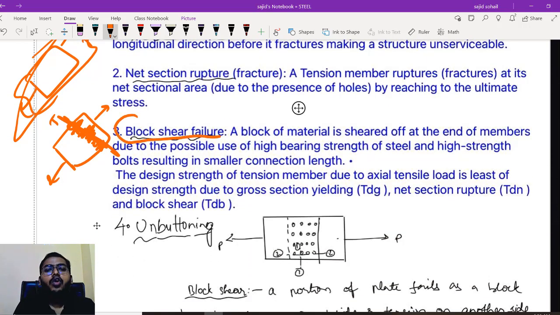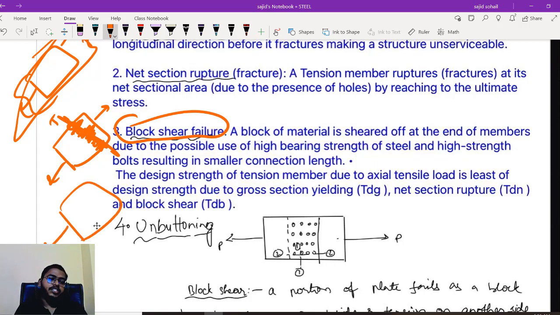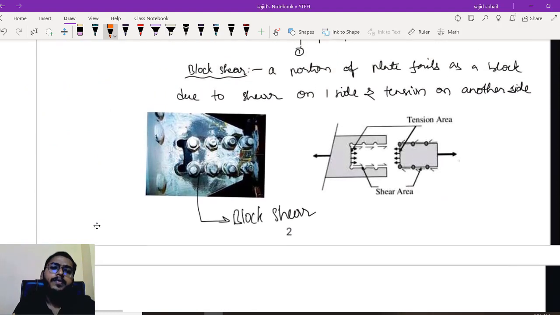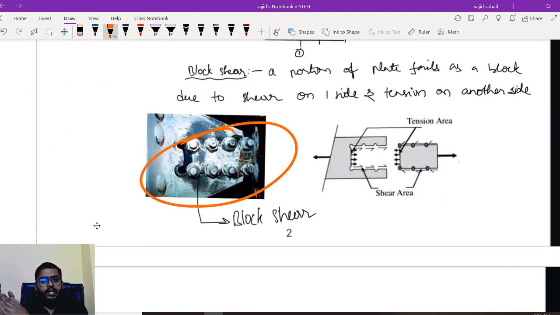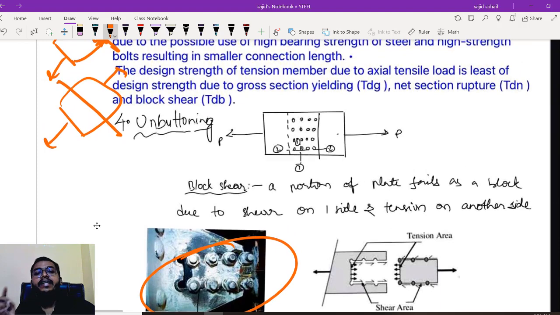Next type of failure is block shear failure. Block shear failure is very simple. Basically, whenever the tension is being applied, a shear force will come in the perpendicular direction. How will it come? I will explain using an example. I will explain with a paper. I will apply it and show you how the shear is coming and what this block shear failure is. You will be seeing block shear failure so often in real life also. We will study that.